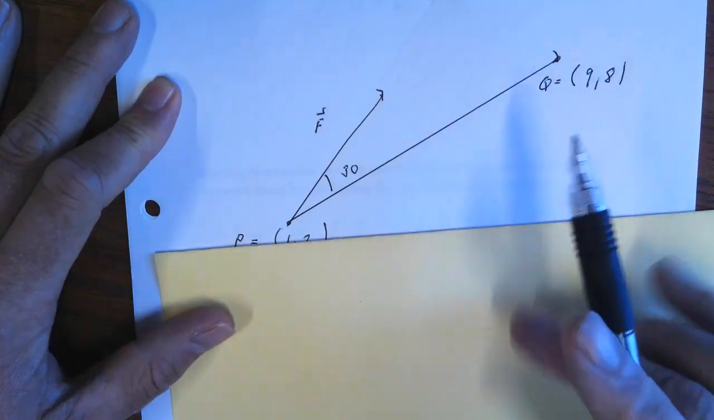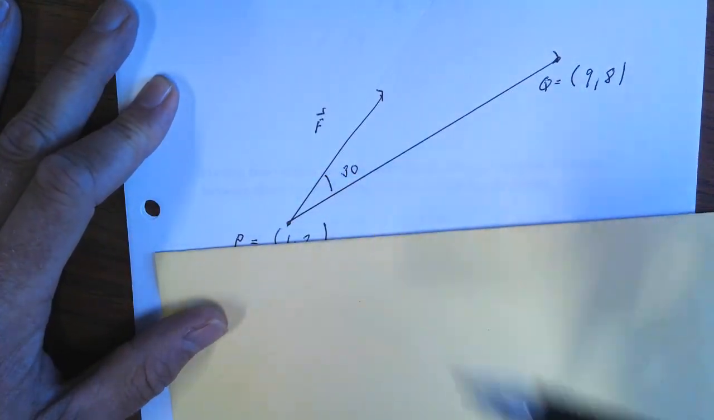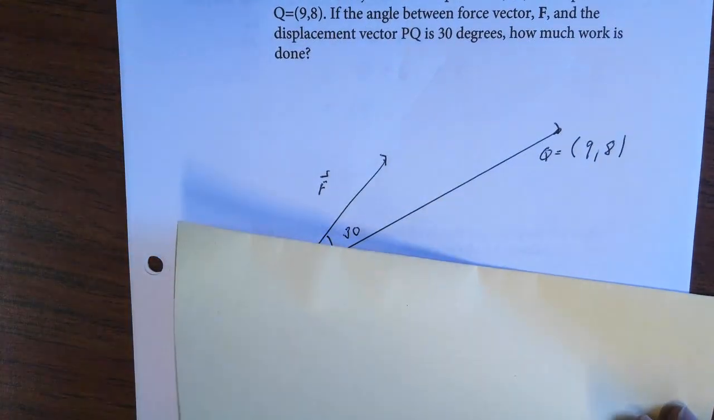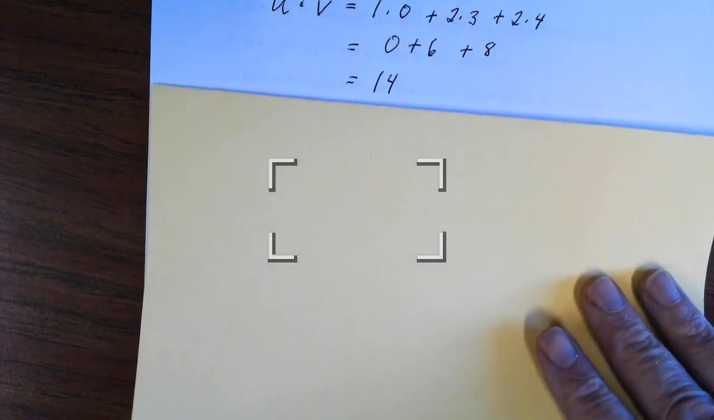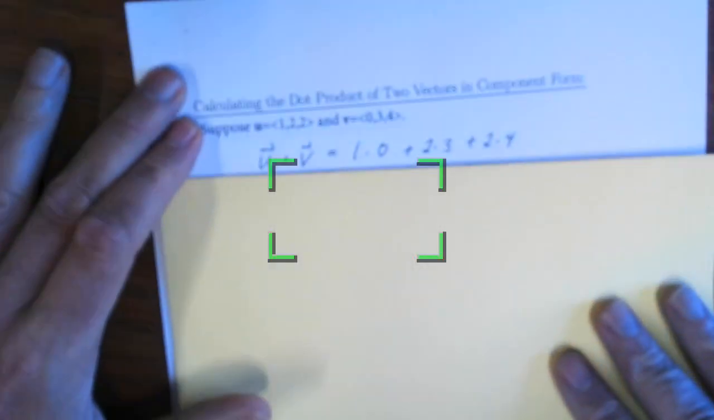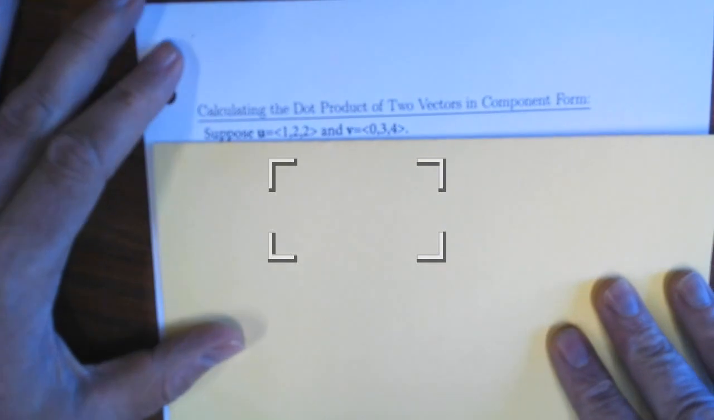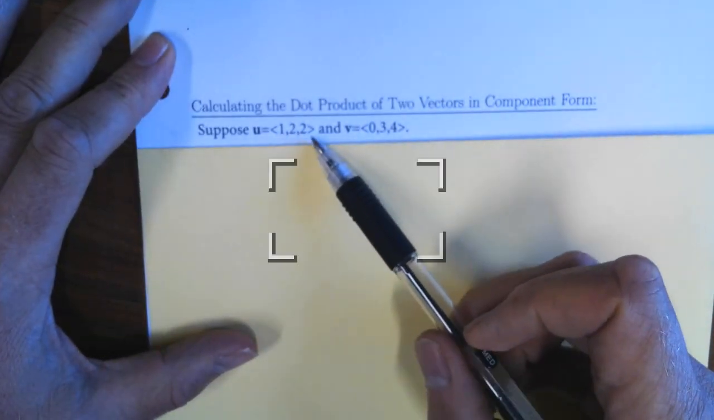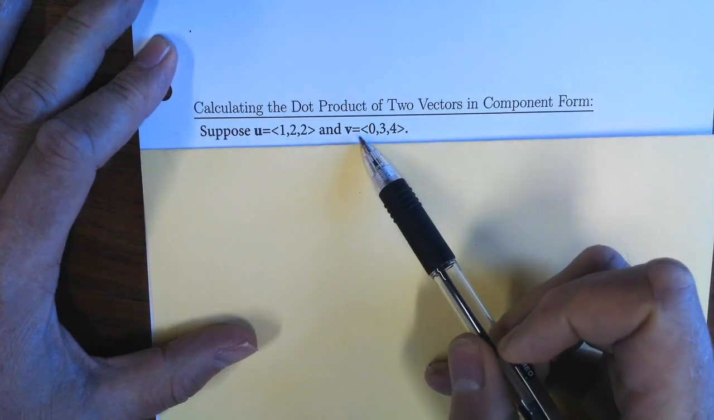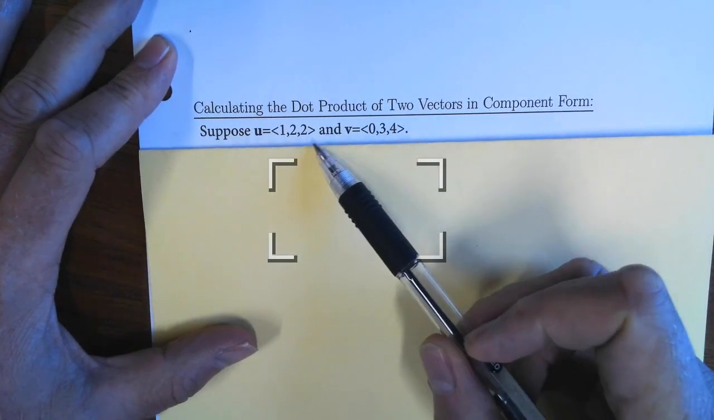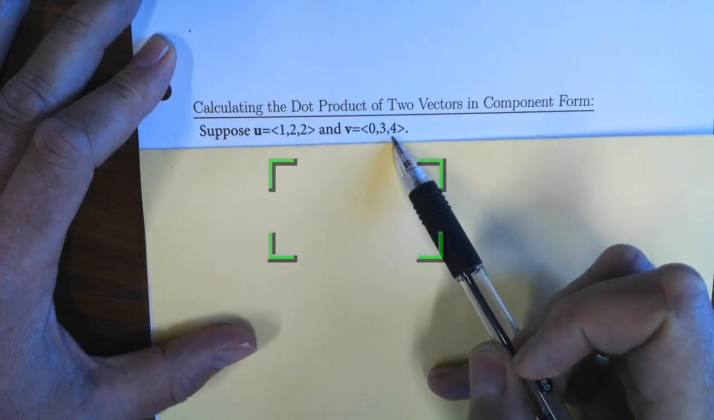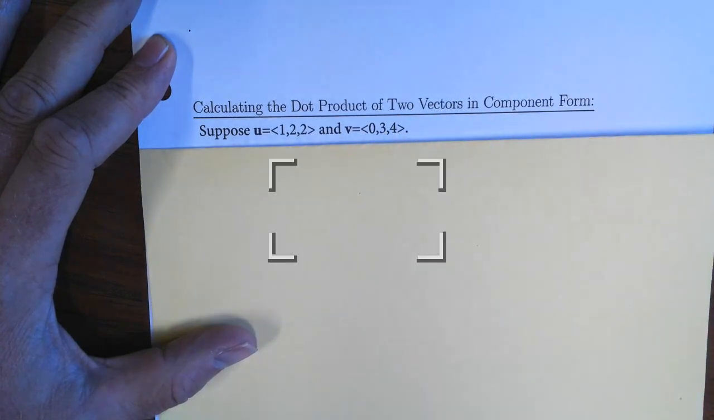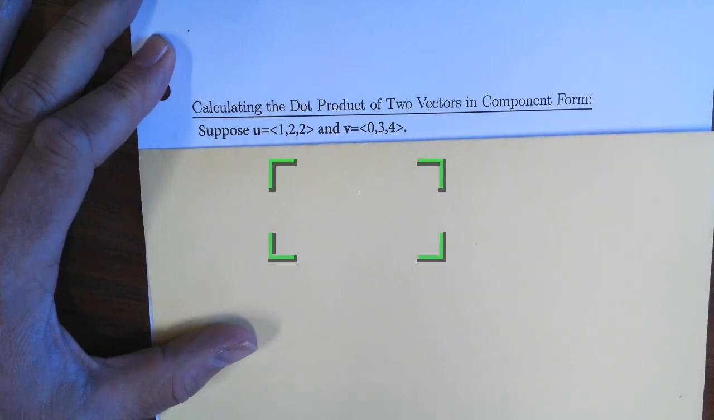Now you'll notice in this case, to compute the dot product, we actually had to know the angle between the two vectors, and typically that's not the case if we have the vectors in component form. So suppose we have two vectors in component form. These are going to be vectors in R3, 1, 2, 2, and 0, 3, 4. We don't know the angle between these two vectors. We can calculate their magnitudes, but we can't calculate the angle between them.